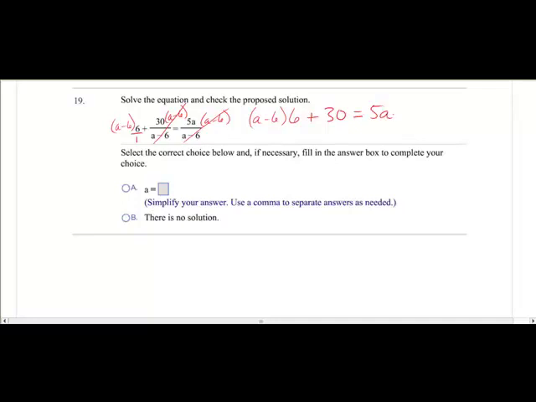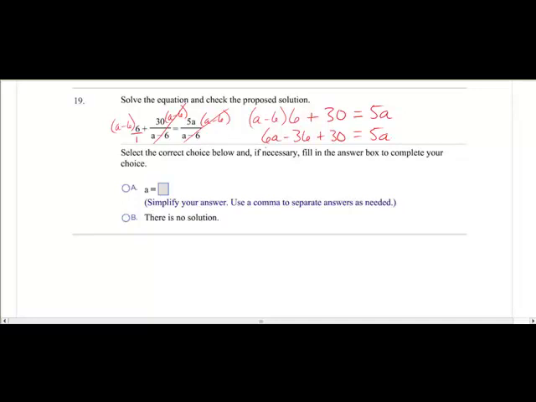Again, on the right side, the a minus 6 is canceled out. Okay, now distribute the 6. That gives me 6a minus 36 plus 30 equals 5a. From here, it's just a little algebra to get your a's together.